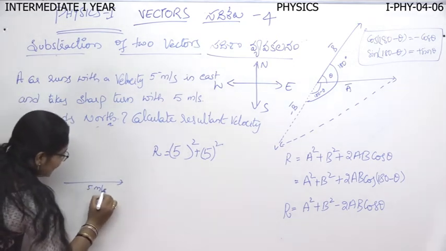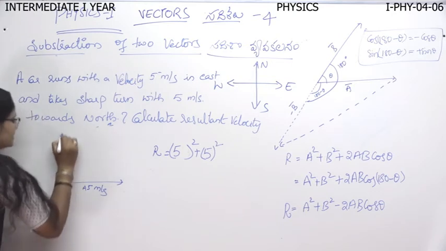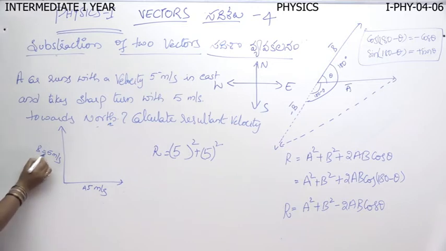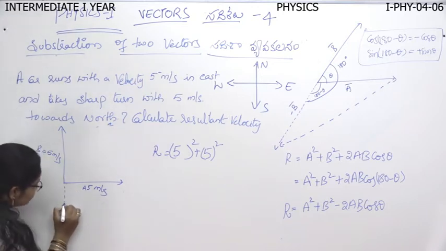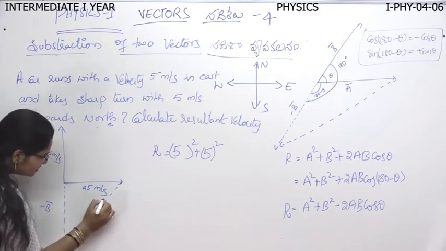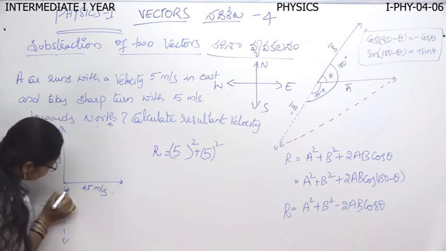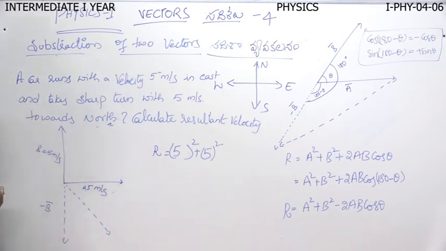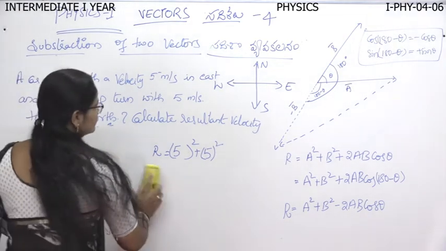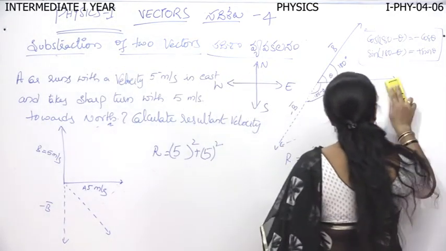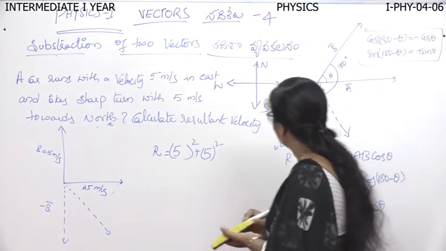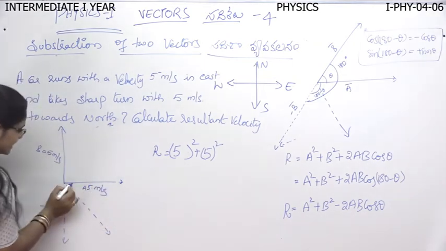5 meters per second. A sharp turn, so perpendicular. So this is B, this is 5 meters per second. Okay, so after parallel shifting, this becomes minus B. Okay, if I add these two, then the resultant of these two will be in this way. Okay, so what will that be? So we have to write the resultant in this way. Now what will this be? This resultant makes an angle.